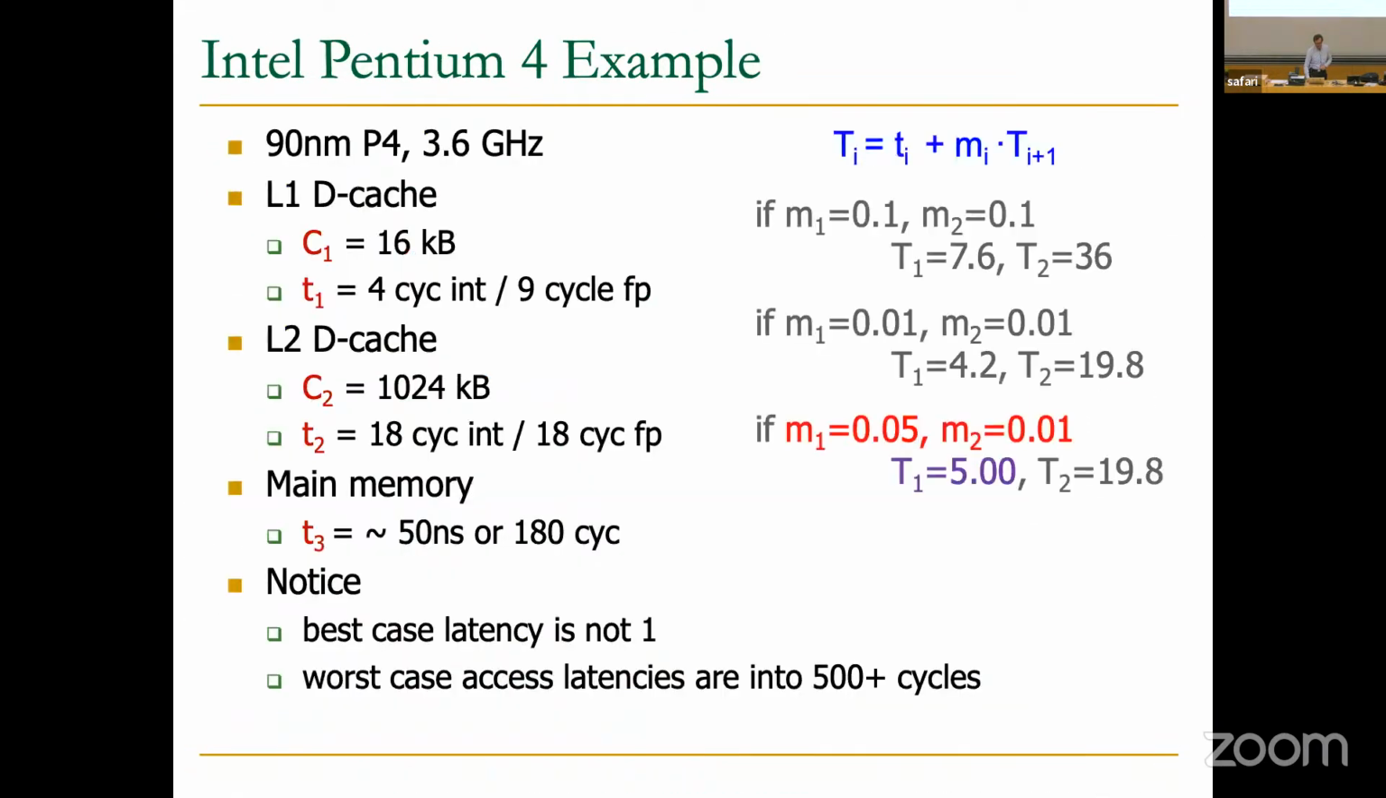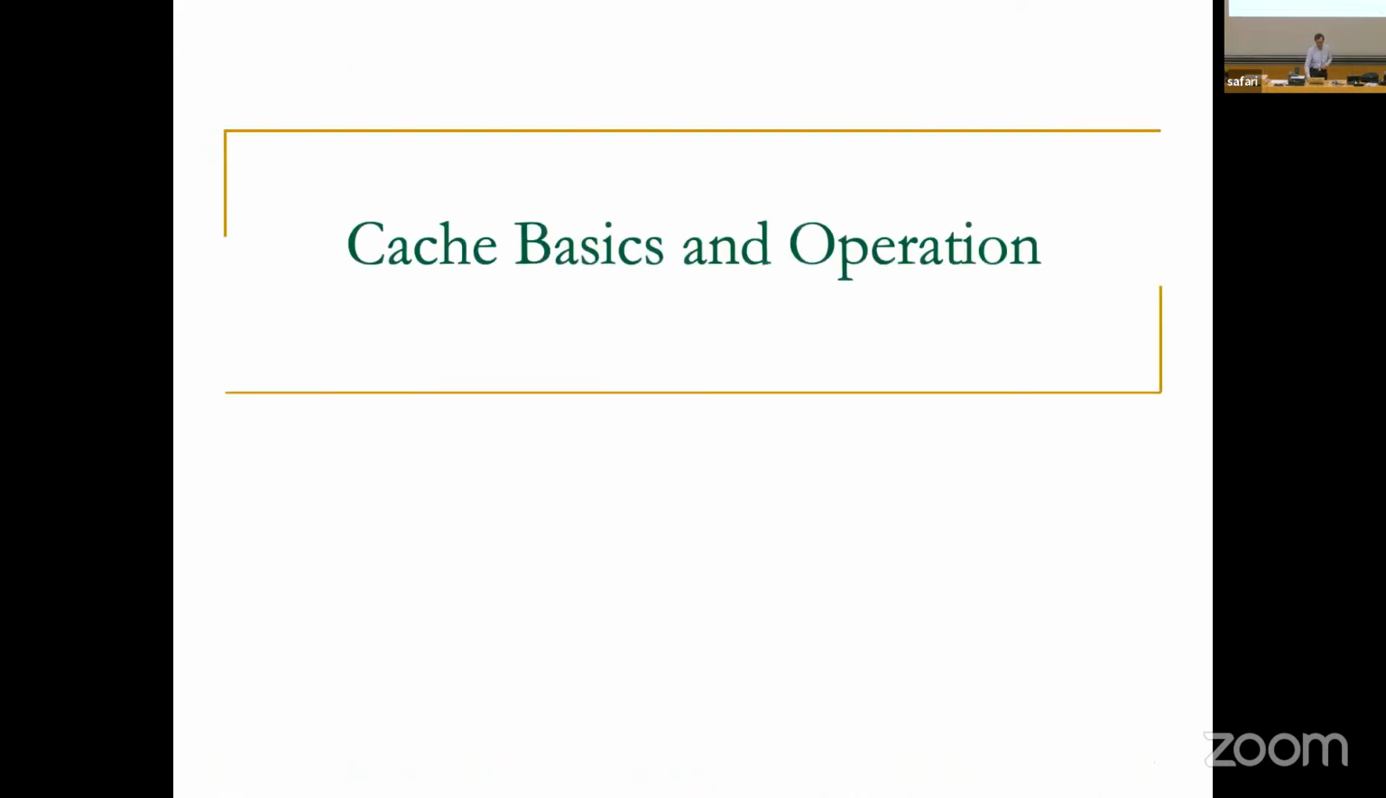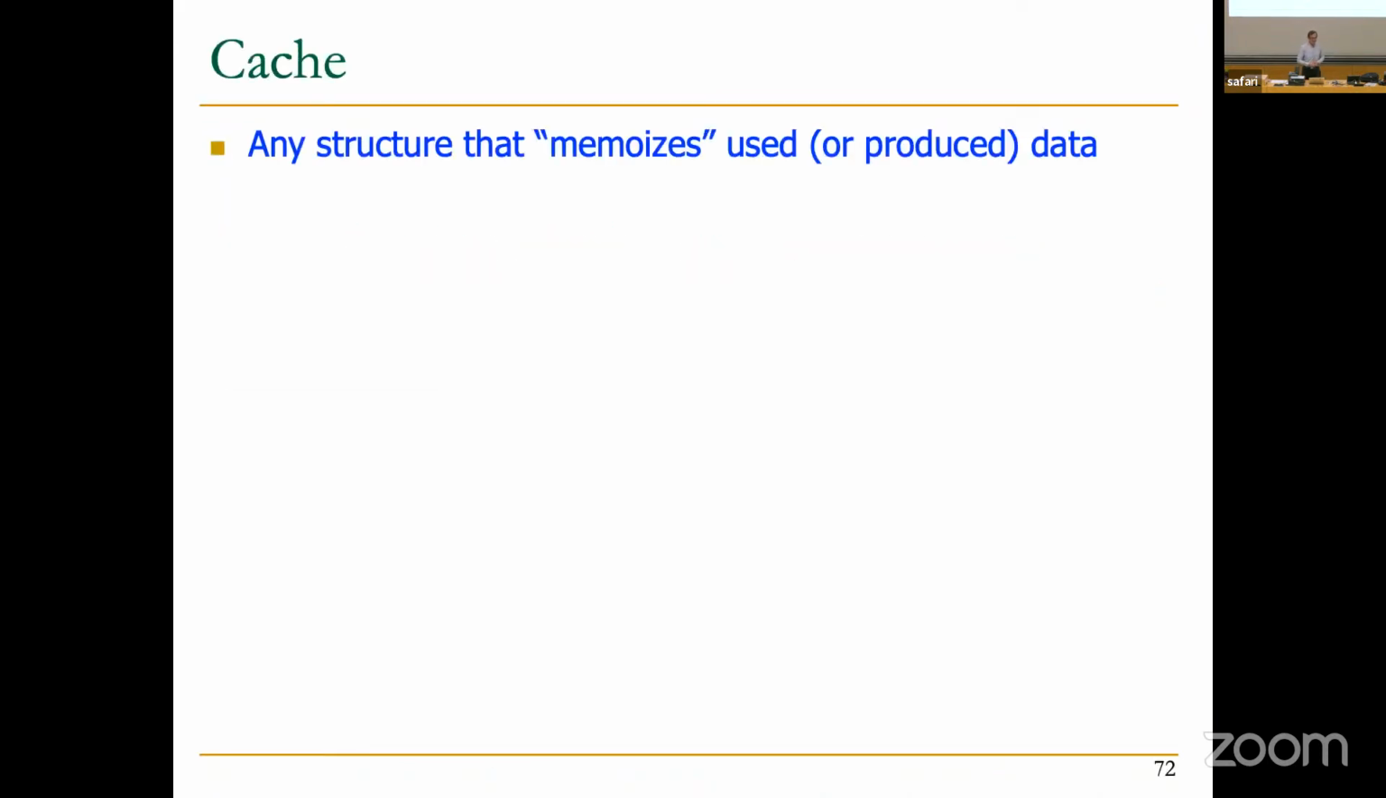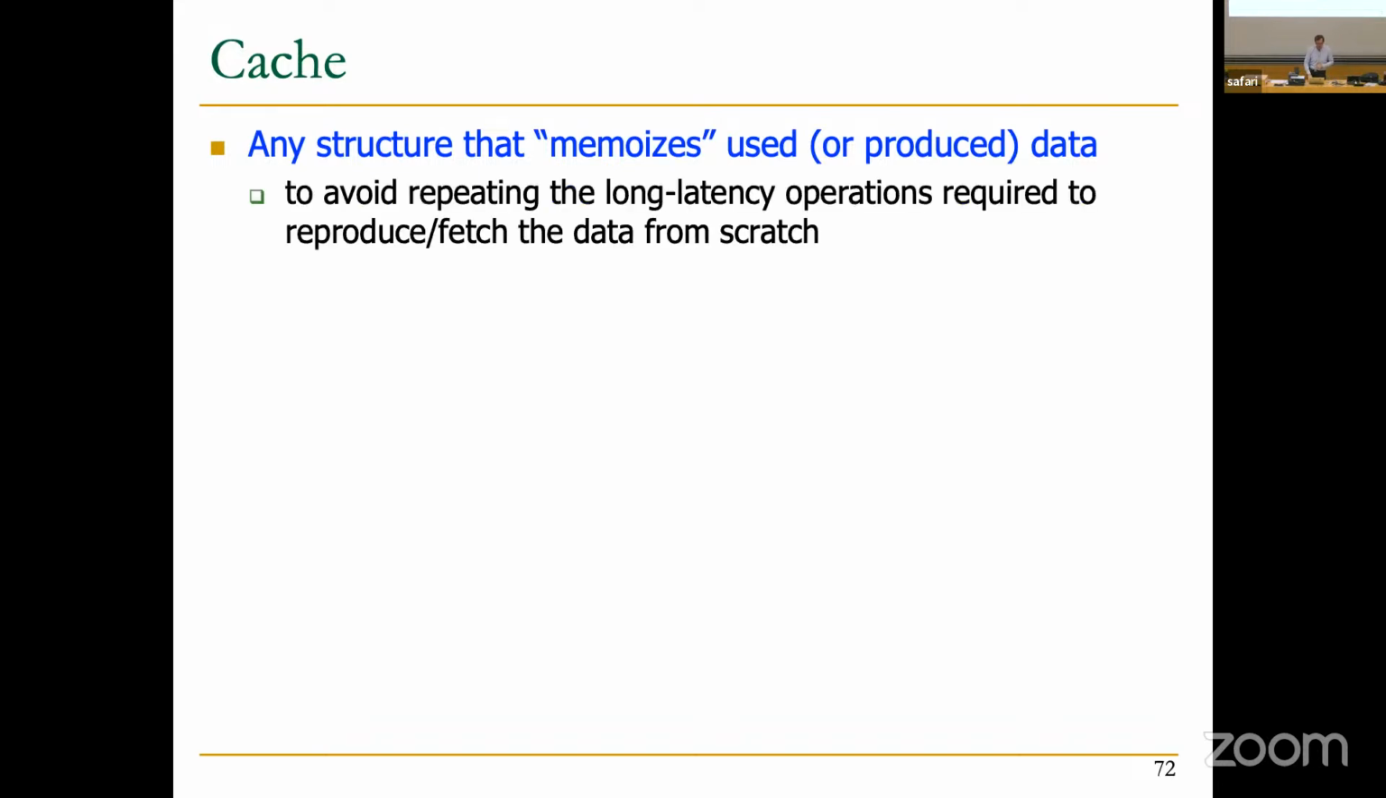So let's design this basic cache that we wanted to get to. Let me redefine what a cache is, essentially. Essentially, a cache is any structure that memoizes used or produced data. This is the most general definition that I could come up with. I don't think this exists exactly in any book, but this is really what a cache is, generally. And the goal is to avoid repeating the long latency operations required to reproduce or fetch the data from scratch, right?